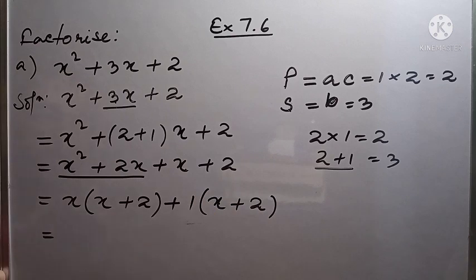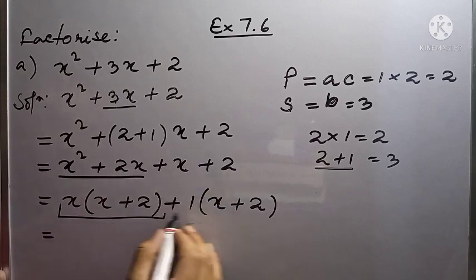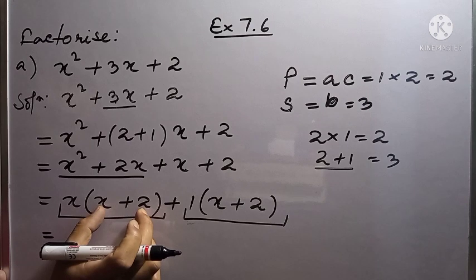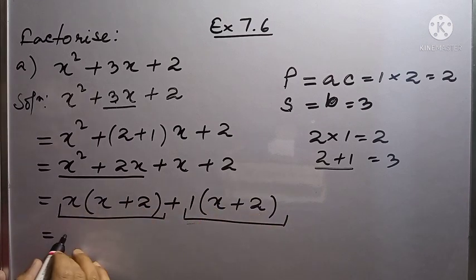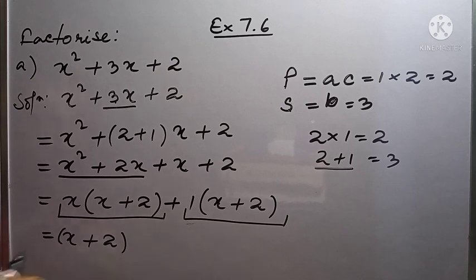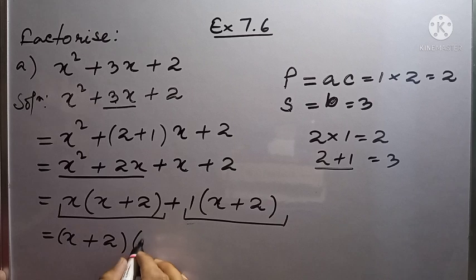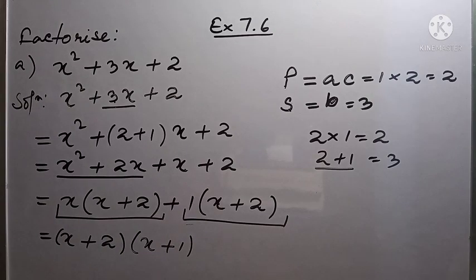Okay. In the next step, from this part and again from this part, we have seen something common. What is that? That is x plus 2. So I'll write here x plus 2 whole, and the remaining is this x plus 1. So I'll write here x plus 1. Don't forget, this method is what we call splitting the middle term.